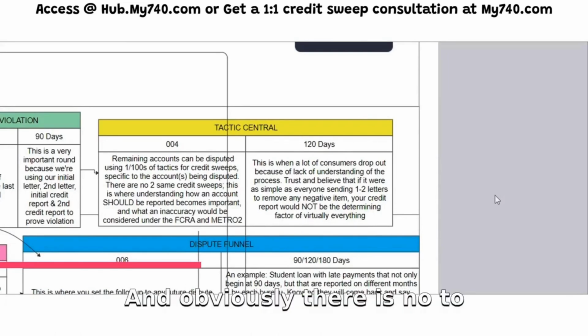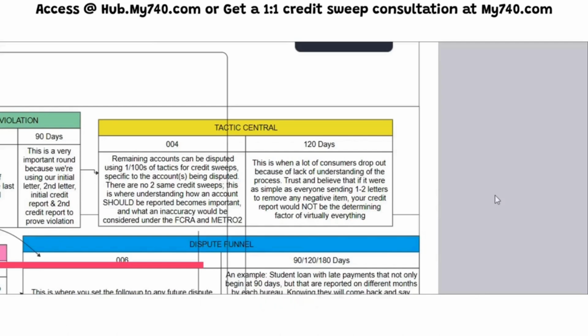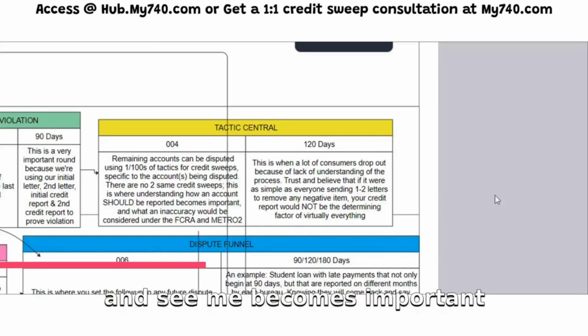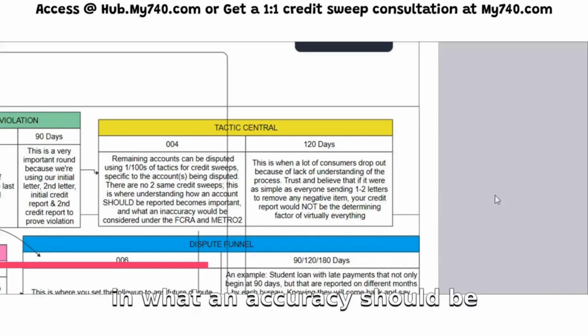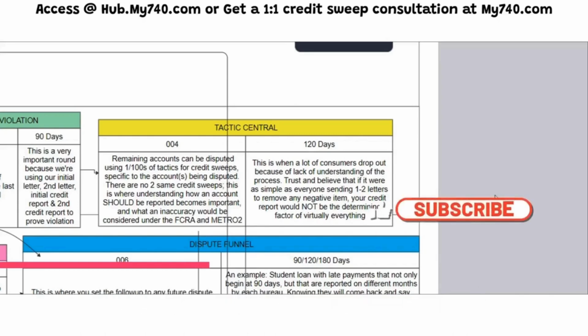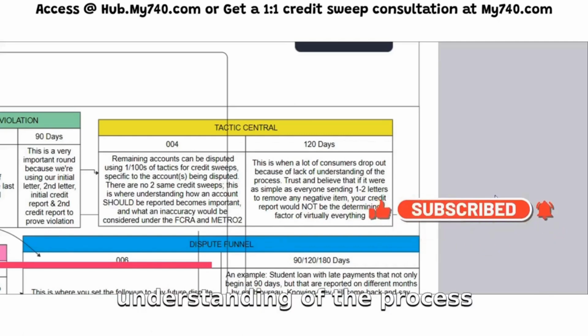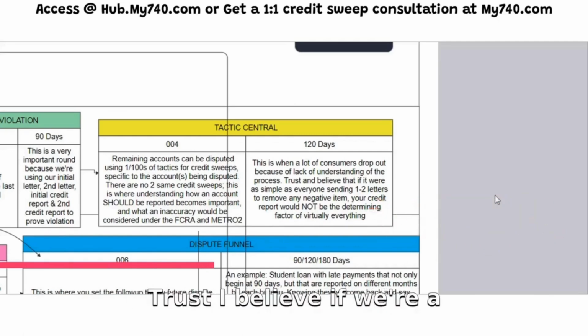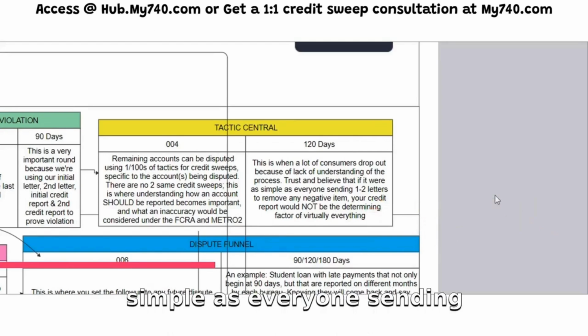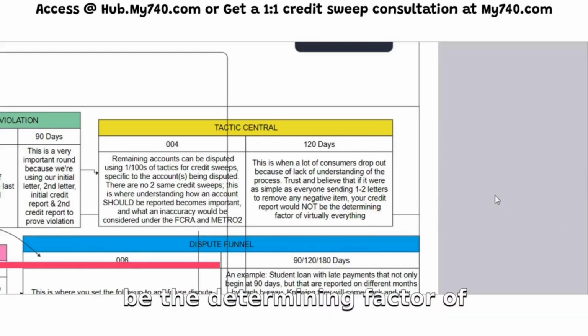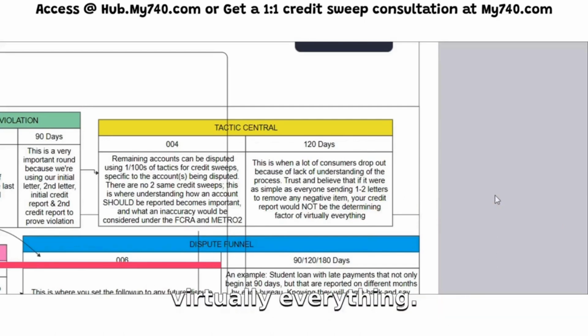And obviously there's no two same credit sweeps. This is where understanding how an account should be reported becomes important, and what an inaccuracy should be considered under FCRA and Metro 2, right? And this is actually where a lot of consumers drop out because of lack of understanding of the process. And like I said, trust and believe, if it were as simple as everyone sending out one to two disputes to remove any negative item, your credit report would not be the determining factor of virtually everything.